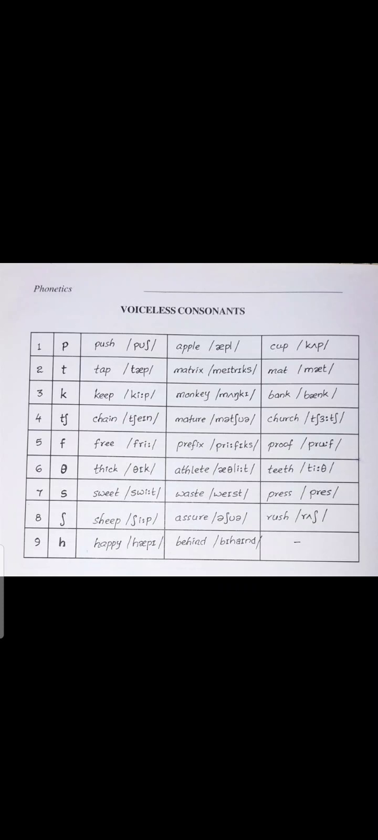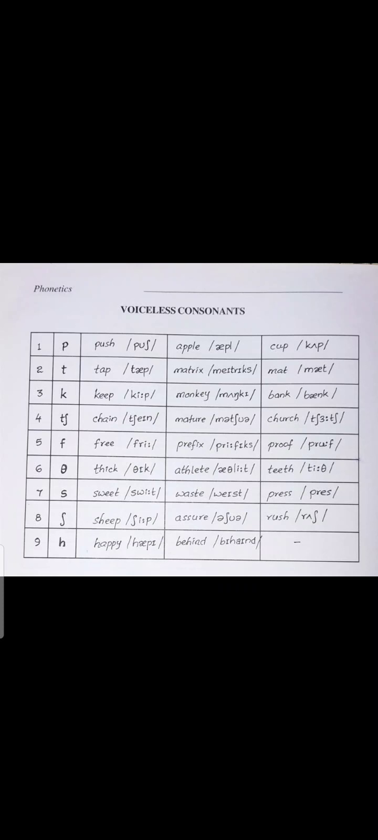Then we will discuss the voiceless consonant sounds. They are 9 in number. The first one is "p". If you see in the initial position, a word like push. In the middle, apple. In the final position, cup.